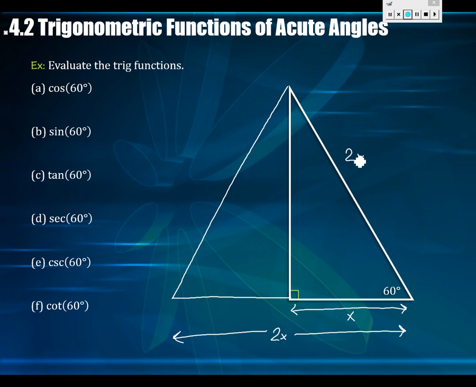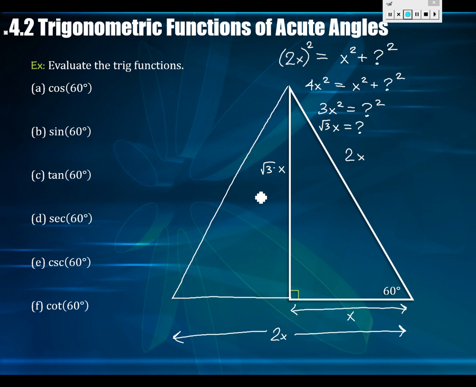What's this side? I don't know either. Let's try and figure it out. What do we get? 4x squared. Yeah, did you get x root 3? Or root 3 times x? Yeah. Cool. All right. Great. I think that's all we need.